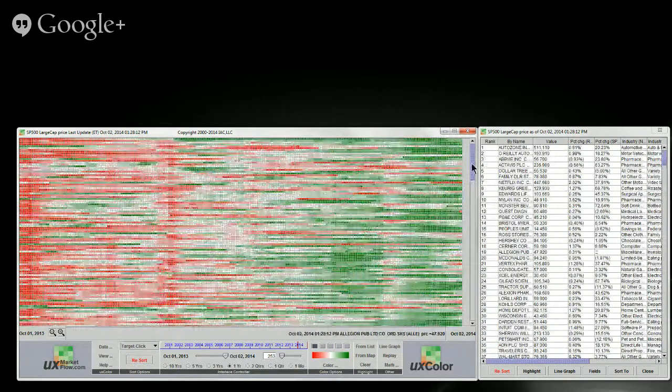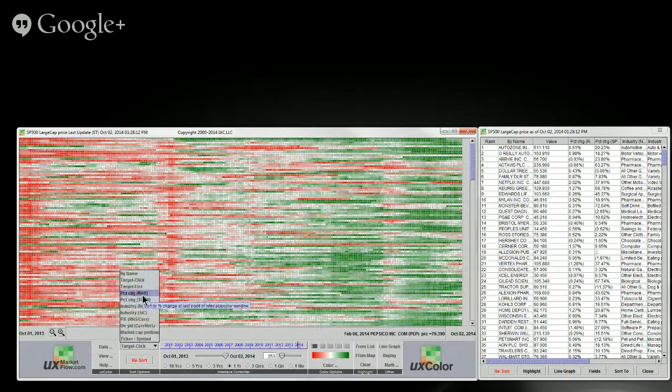And right now we're back to October 2nd. You can use the UX Color and UX Market Flow to monitor the market, or if you have custom or proprietary data in it, to monitor your process. I'm going to sort by the change at the right-hand side, or the leading edge of this interlace window. In the stock data, this is the change today over the previous day close.